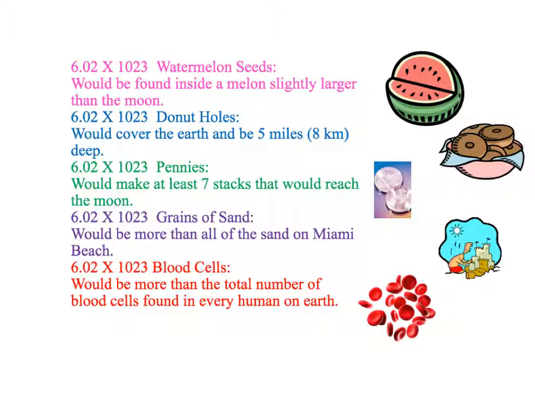If we have that many donut holes, we have a mole of donut holes, we'd be able to cover the earth, and it would be 5 miles deep. If we had a mole of pennies, we could stack it 7 times from Earth to the moon. If we had a mole of sand, it would be the amount of sand on the beach of Miami. And if we had a mole of blood cells, we would have more than the total number of blood cells found in every single human being on Earth. So the mole is a huge number.